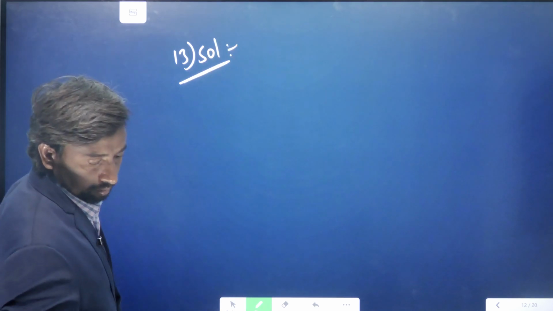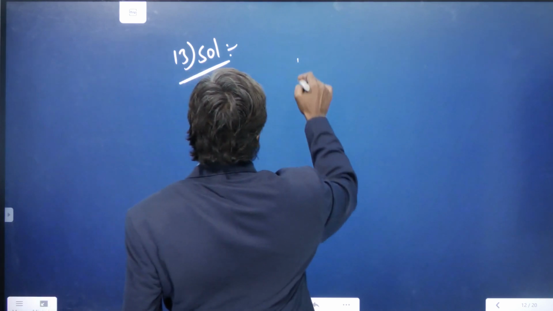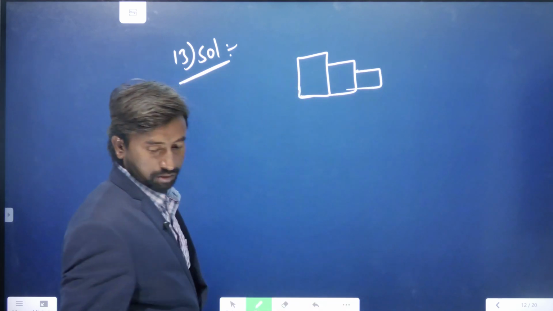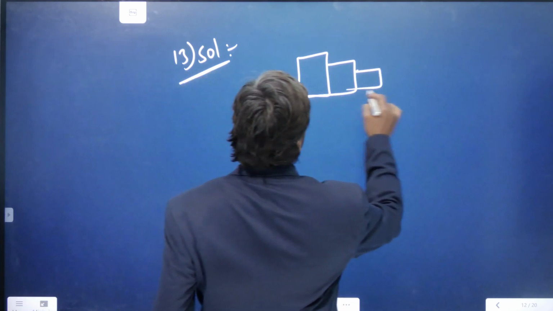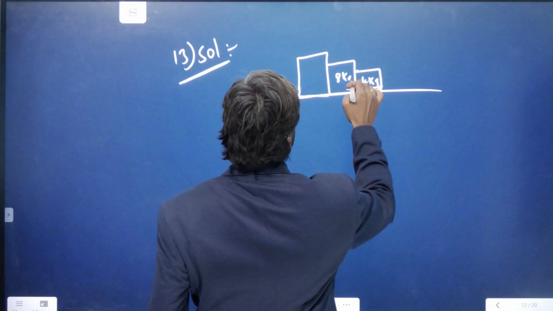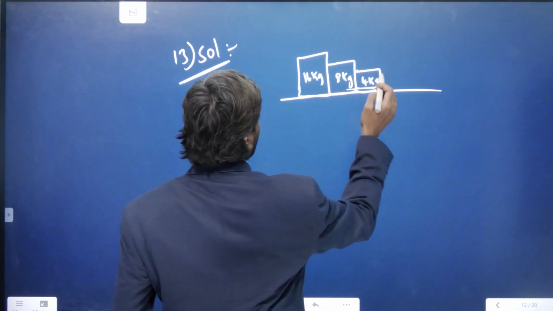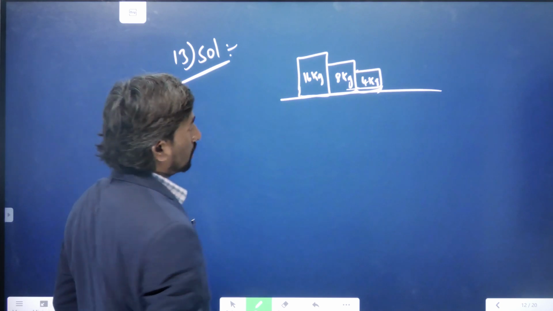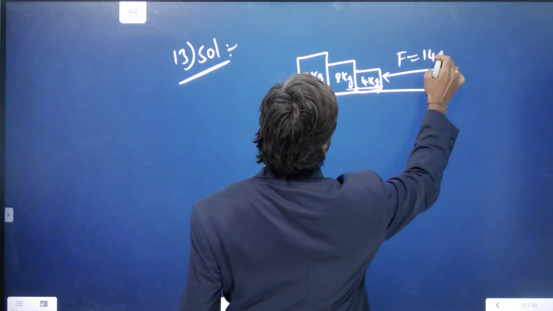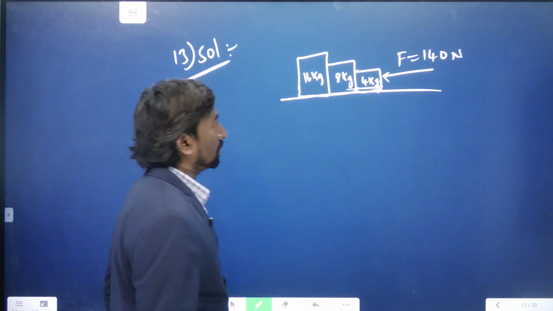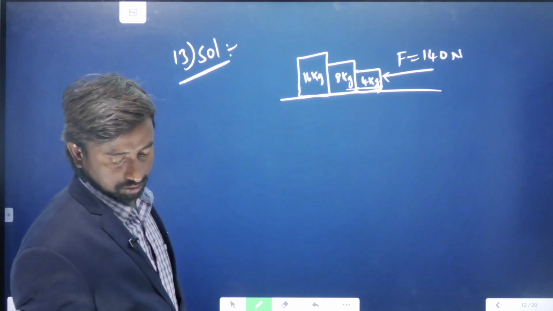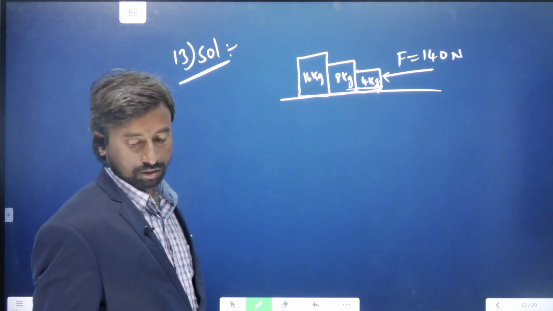Yes. So the 13th problem, what have they given there? A 16 kg mass is given here, and here an 8 kg mass, and then next a 4 kg mass. So this is the 4 kg mass, this is the 8 kg mass, and this is the 16 kg mass. Now a force F of 140 newtons is acting there, applied like this. If 140 newtons is applied, they are asking for the force on the 16 kg block.